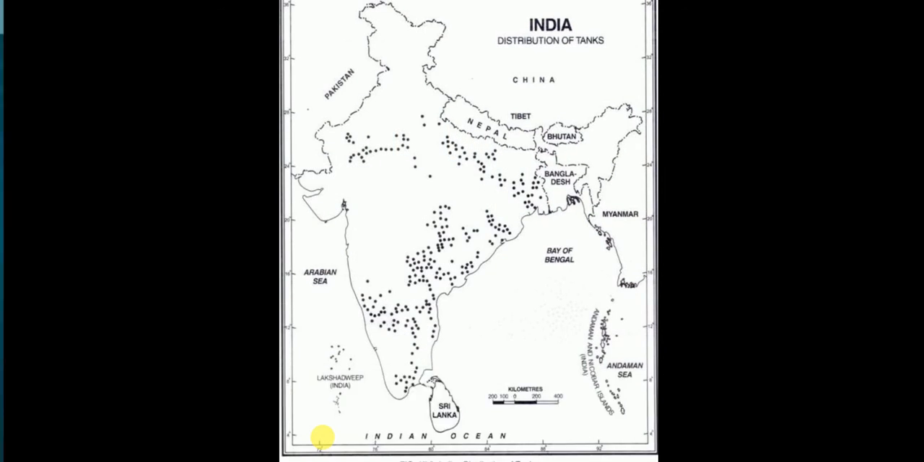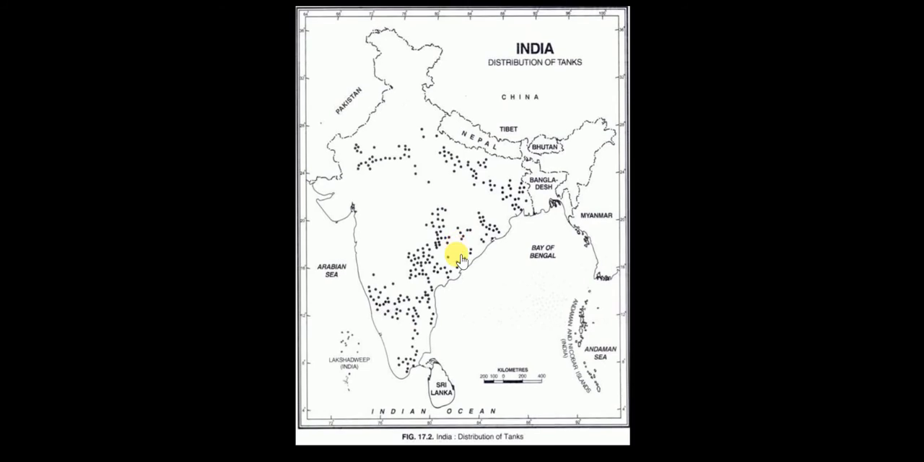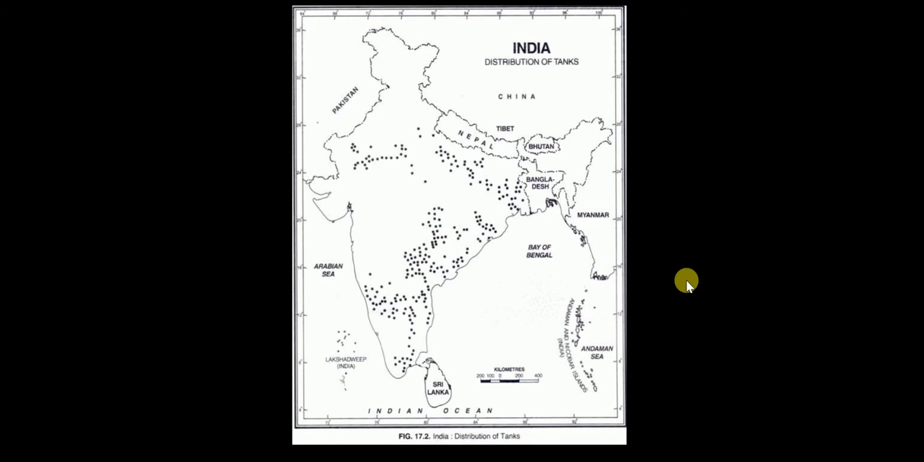And this one. So this map shows a distribution of tanks. You'll find a concentration of tanks in the peninsular plateau. In the peninsular plateau, tanks are also used for irrigation.